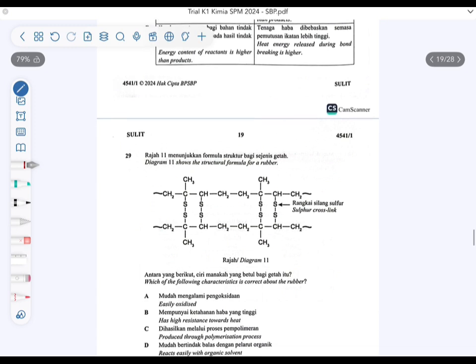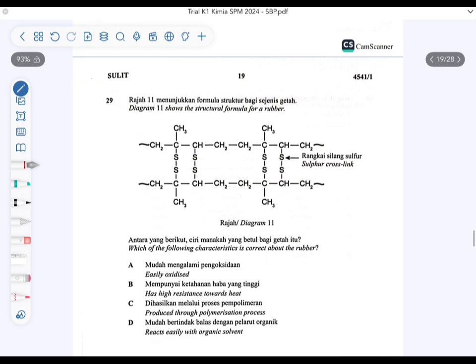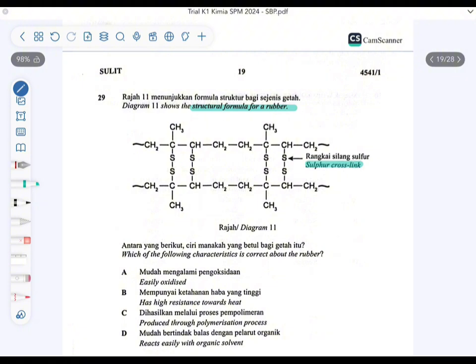Okay, so let's go through another question. This question shows the structural formula of a rubber, and we have the sulfur crosslink. It means that this rubber is actually the vulcanized rubber. It means that when we are making this kind of rubber, we add sulfur into it.